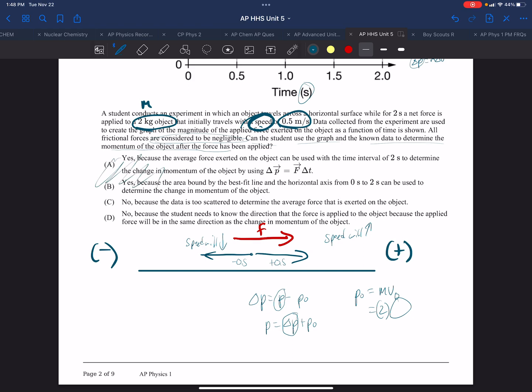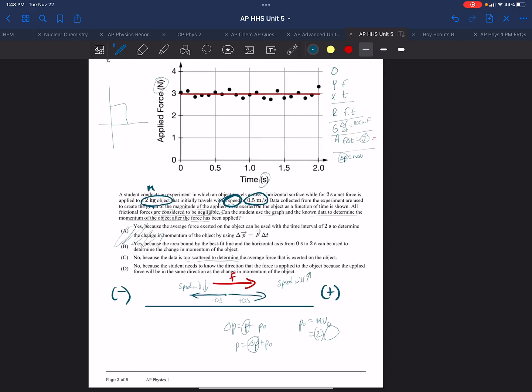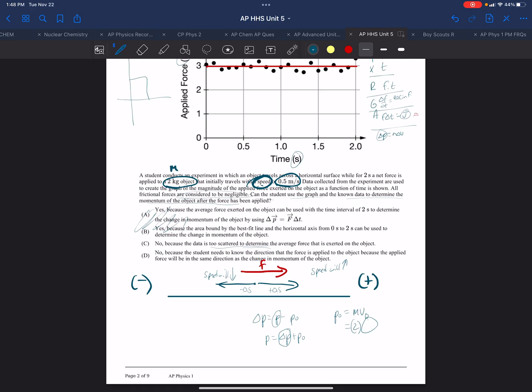Yes is out. The data is too scattered. That is not reasonable. It's perfectly reasonable for us to come up with an approximate average of 3 newtons. Needs to know the direction that the force is applied, because the applied force will be the same direction as the change in momentum of the object. So the change in momentum of the object is positive, but we don't know if the thing is slowing down or speeding up because we don't know what V0 is. So that's why it's choice D.